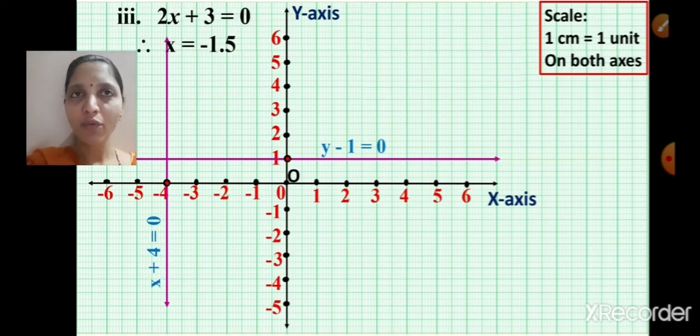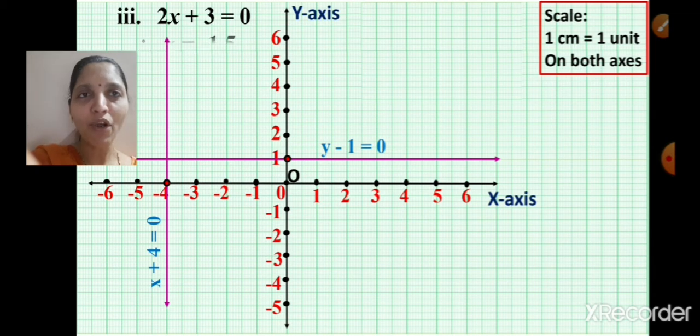Now let's see the third equation. 2x plus 3 is equal to 0. That is x is equal to minus 1.5. Now how to write this? Find out this minus 1.5. Now it is in the form of x is equal to a. That means it must be parallel to y-axis. Now where will that 1.5 be? Yes, here. Minus, in between minus 1 and minus 2. Now this unit distance has been divided into 10 lines. So if you consider this middle line, this line will have minus 1.5 value.